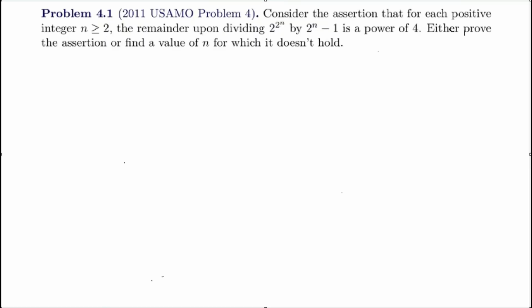So now let's take a look at an example problem that covers everything we've done so far. Consider the assertion that for every positive integer n greater than or equal to 2, the remainder upon dividing 2 to the 2 to the n by 2 to the n minus 1 is a power of 4. Either prove the assertion or find a value of n for which it doesn't hold.